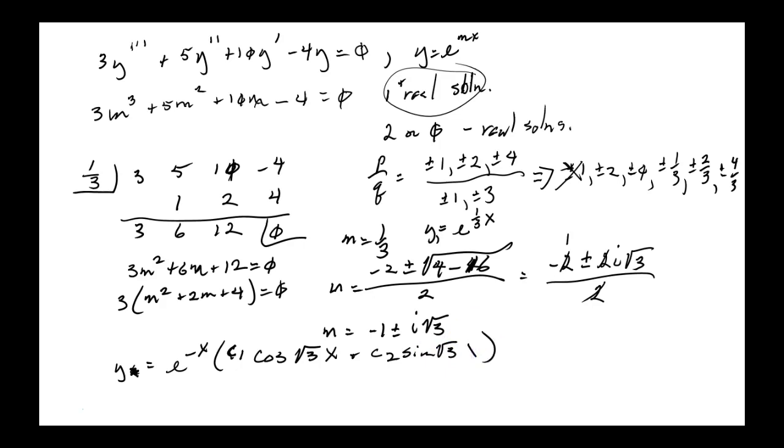Case 2 is the formula y equals e to the alpha x times c1 cosine beta x plus c2 sine beta x. Then the imaginary parts you put as coefficients for sine and cosine. But it's not a negative alpha, we just put negative x, because alpha was negative 1. Right here. There's your alpha. Your beta is root 3.